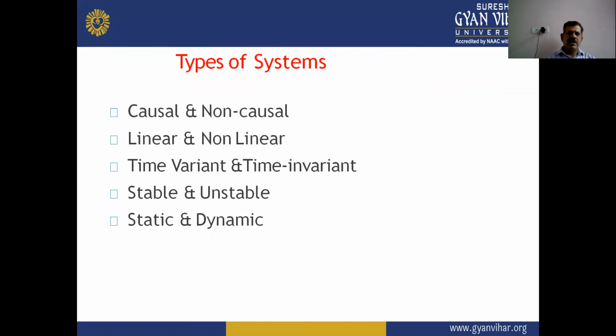And next are the types of systems. There are different types of systems. First one is causal and non-causal systems. Second one is linear and non-linear systems. Third one is time variant and time invariant systems. Fourth one is stable and unstable systems. And the last one is static and dynamic systems. So these are some types of systems.